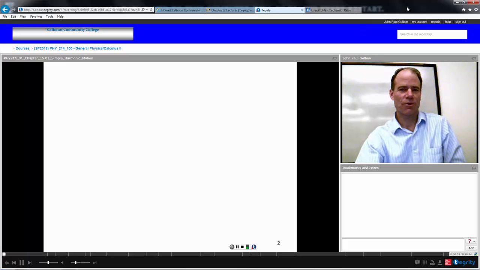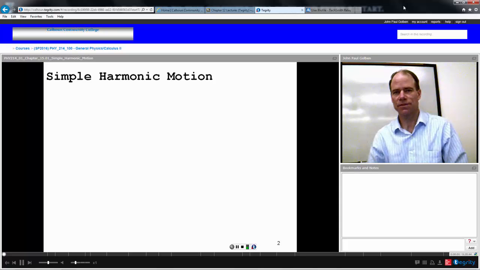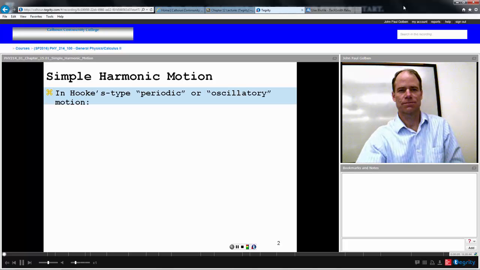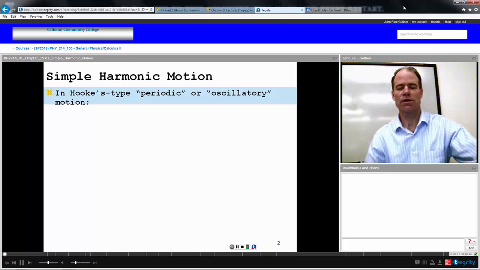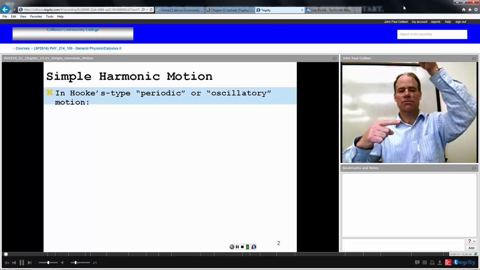Okay, we want to start off looking at chapter 15, simple harmonic motion. And we can think of simple harmonic motion as a repetitive motion, a motion that repeats itself about some equilibrium or middle position in this case. So just repeating itself above or below that position.